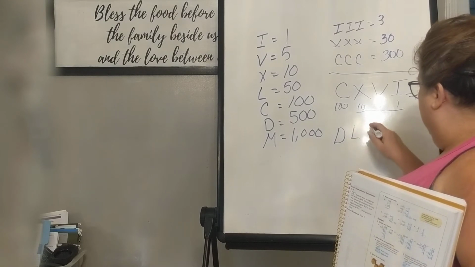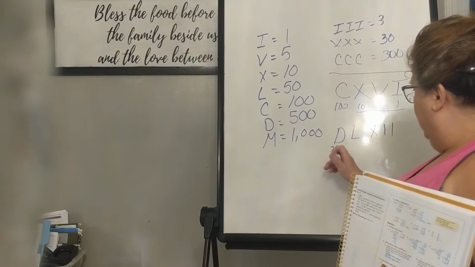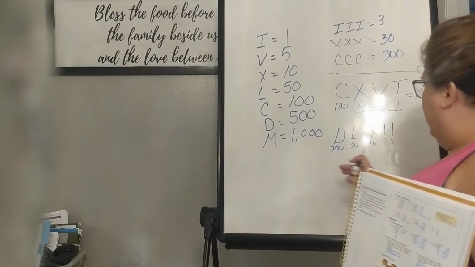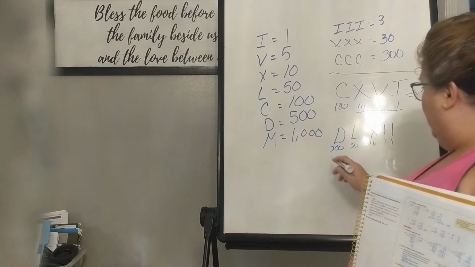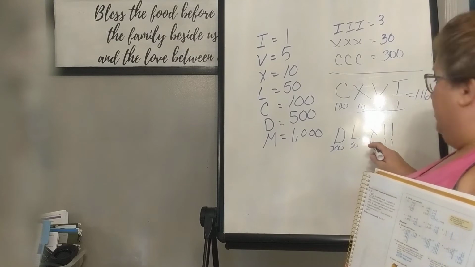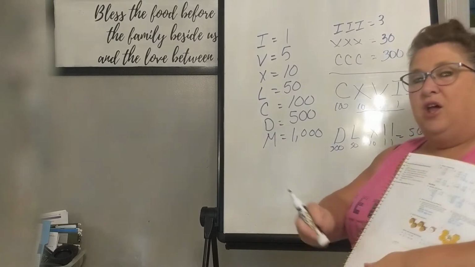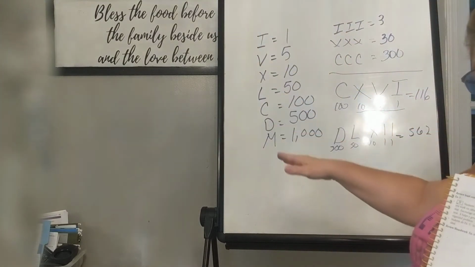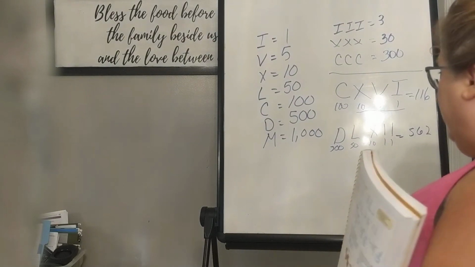Okay? Let's say we had the letter D, and then we had the letter L, and then we had the letter X, and then 2 I's. So we have a 500, we have a 50, we have a 10, we have a 1 and a 1. We started from our bigger number and we just kept going down, so we're going to add it together. 500 plus 50 is 550, plus 10 is 560, plus 2 is 562. So as long as we start with the larger number and our numbers just get smaller and smaller as we go down, we're just going to add each digit together with its value.